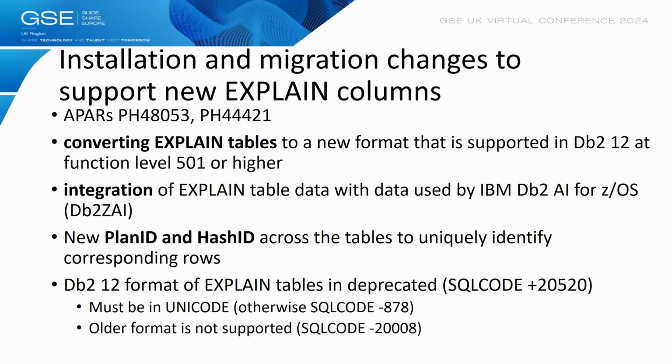Changes in the explain tables: they now contain a plan ID and hash ID across all the tables to uniquely identify the rows, which is good. On the other hand, it required you to recreate your tables. I know some customers and vendors had some pain with doing that, but I think it's good that you can now really correlate the rows in different tables using these columns. So which is good.